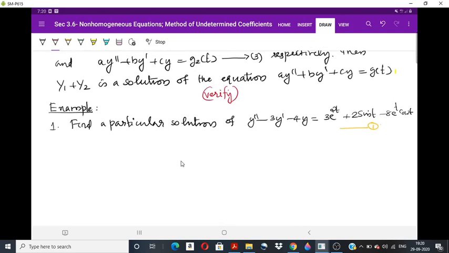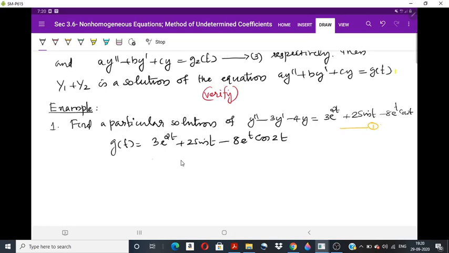The problem is to find a particular solution of y double dash minus 3y dash minus 4y equal to 3 e raised to 2t plus 2 sin t minus 8 e raised to t cos 2t. So here the right side function g of t is equal to 3 e raised to 2t plus 2 sine t minus 8 e raised to t cos 2t.